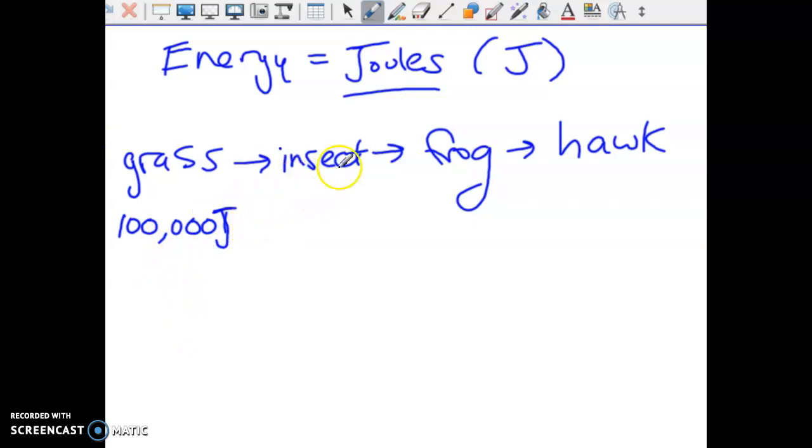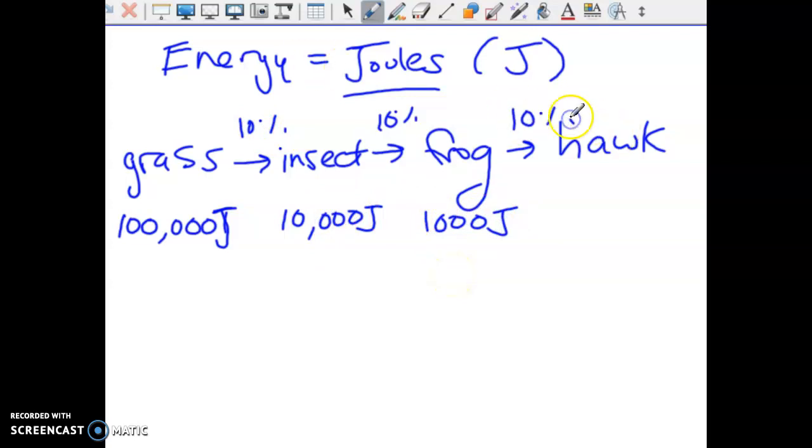So when it goes to the insect, remember only 10% of the energy gets transferred. So that means that now this insect has, right? So basically you would take this and divide it by 10. Now it has 10,000 joules, right? And then when we go from insect to frog, the frog has only 10% of the energy available from the insect. So again, you would take this number and divide it by 10. So now we would only have 1,000 joules of energy for the frog.